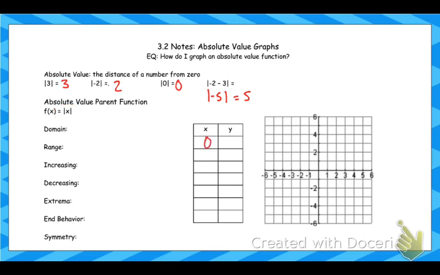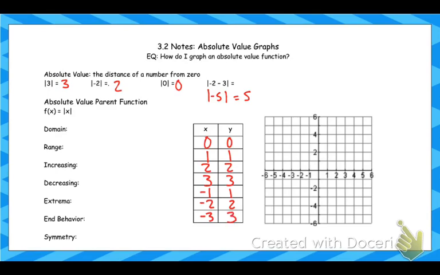So if I take 0 and plug it in, the absolute value of 0 is 0. If I plug in 1, the absolute value of 1 is 1. Plug in 2, the absolute value of 2 is 2. Plug in 3, the absolute value of 3 is 3. You probably see a pattern. Let's do some negatives. The absolute value of negative 1 is 1. The absolute value of negative 2 is 2. The absolute value of negative 3 is 3.